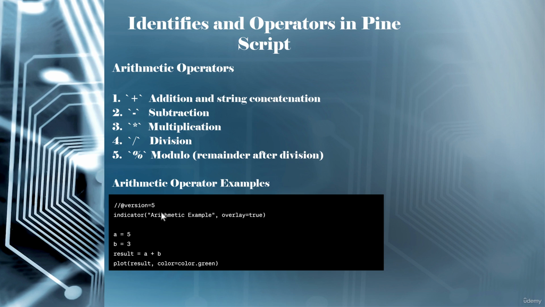Let's review a real-life code example. In this example, we assign value 5 to variable a, we assign value 3 to variable b, and after that we calculate the sum of variable a and variable b, and we assign the result of this sum to another variable, result. This is an example of how we use one of the arithmetic operations, in this case the addition operation.